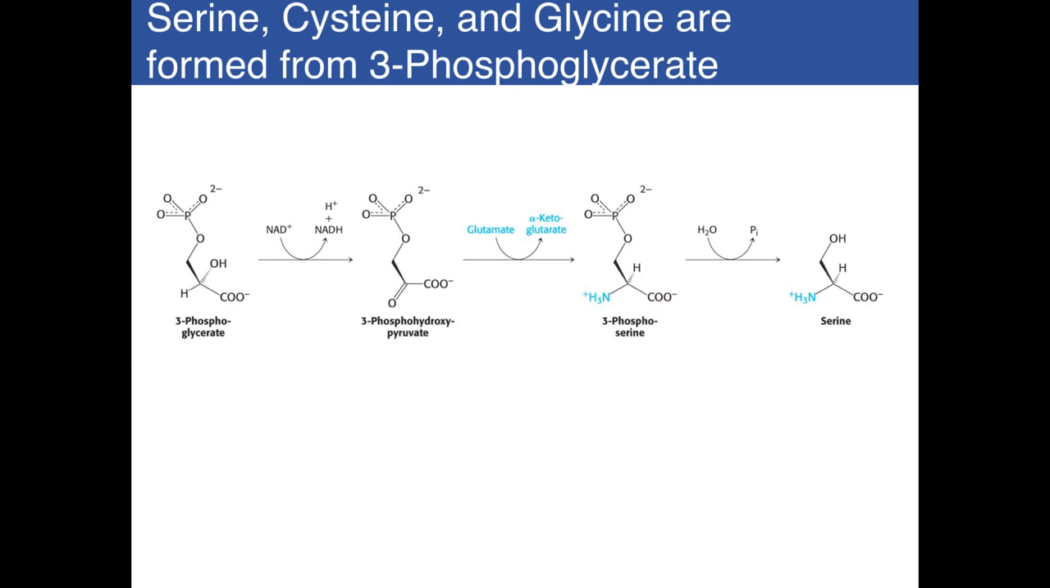We end up with 3-phosphohydroxypyruvate. Okay, there we're going to add glutamate. We're going to remove the amine group. That's why we're talking about glutamate first, because glutamate and glutamine provide the nitrogen or the amine group for most of the amino acids. From there, what enzyme would be most likely moving the amine from the glutamate onto this 3-phosphoserine? What enzyme?